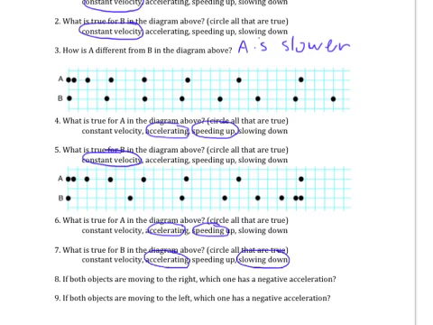So remember, a negative acceleration means you're speeding up in a negative direction or slowing down in a positive direction. So let's just try this. Positive acceleration, well, the question is which one has a negative. So A is speeding up in a positive direction, that's a positive acceleration. But B is slowing down in the positive direction. So when you slow down in the positive direction, that's a negative acceleration.